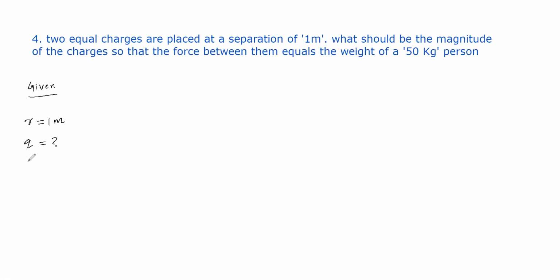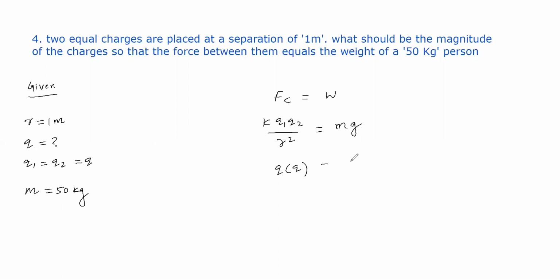Two charges are equal. Here q1 and q2, two equal charges are given, that is taken as q. And this Coulomb force should be equal to the weight of a 50 kilogram person. That means the mass of the person is given as 50 kilogram. Now we are going to solve this sum. So this Coulomb force is equal to the weight of the person. Coulomb force formula is k into q1 into q2 by r square is equal to weight, m into g. Now this q1 is q and q2 also q, and m into g is there.